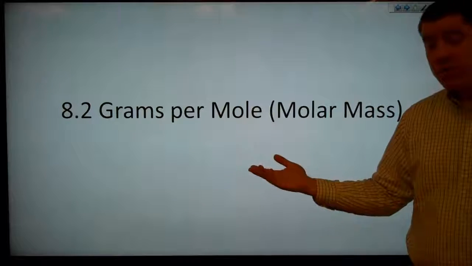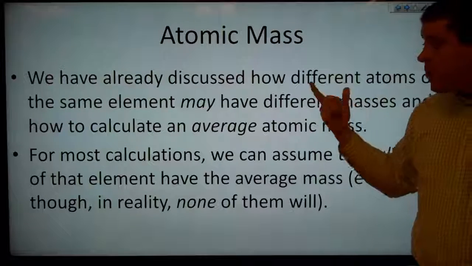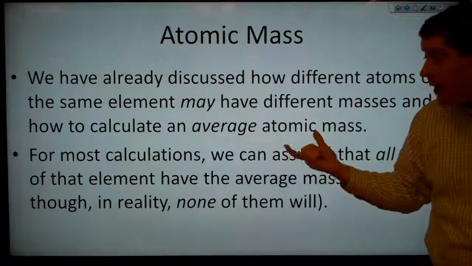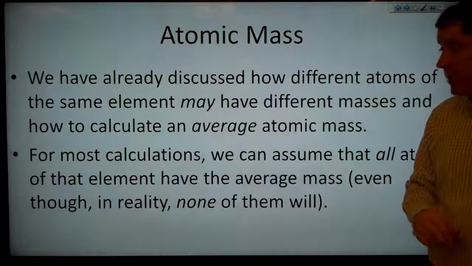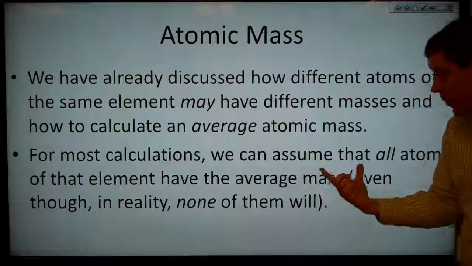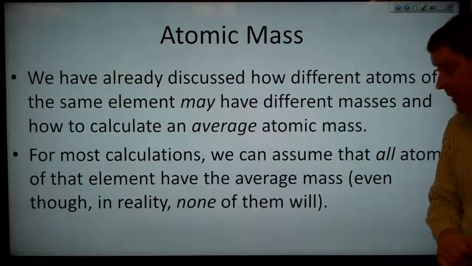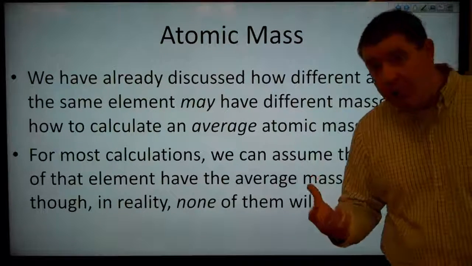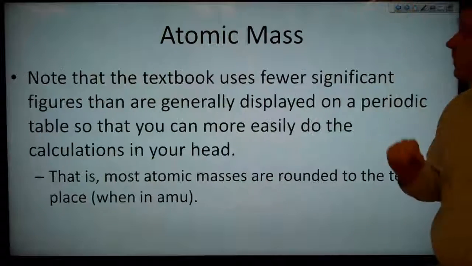Welcome to grams per mole, or molar mass. So we've already discussed how different atoms of the same element may have different masses and how to calculate an average atomic mass. For most calculations, we can assume that all of the atoms of that element have that average mass, even though in reality none of them actually will have the average mass. They all will have some discrete mass.